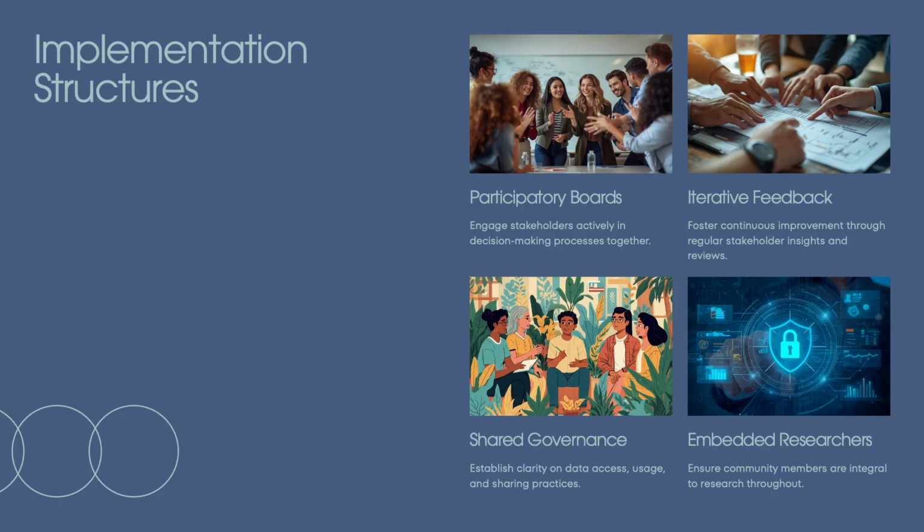Third, iterative feedback loops at project milestones, not just an annual review. Monthly or quarterly check-ins where stakeholders can flag problems early, suggest course corrections, surface tensions before they become crises. Fourth, shared data governance agreements. This is often overlooked, but crucial.